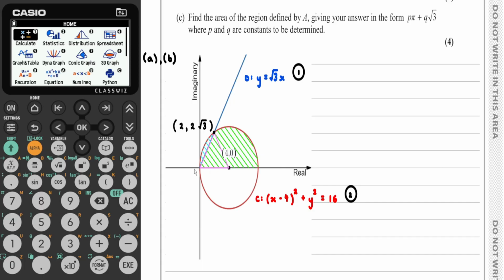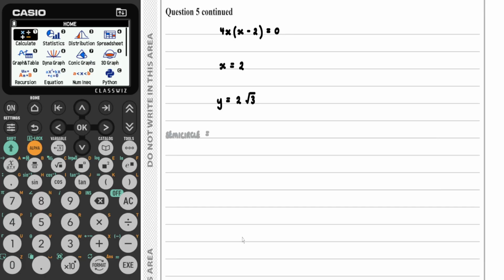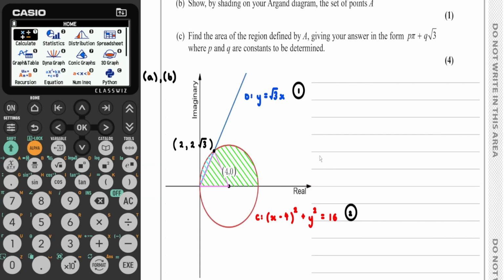Now the radius of this circle is also the length of one of the sides of the triangle, and that is 4, because we are going from the origin to the point 4, 0. So let's find out the area of the semicircle to begin with. For the semicircle, we have a half times pi times 4 squared, which is 8 pi.